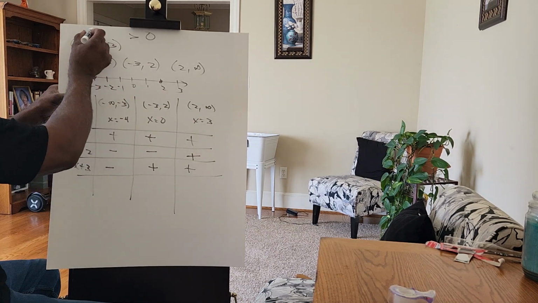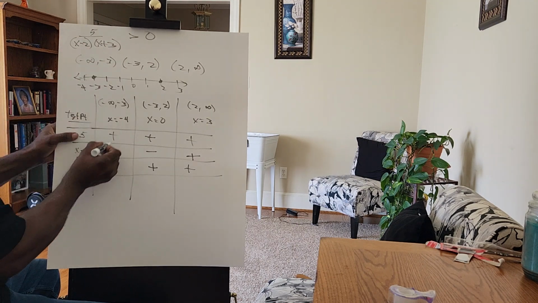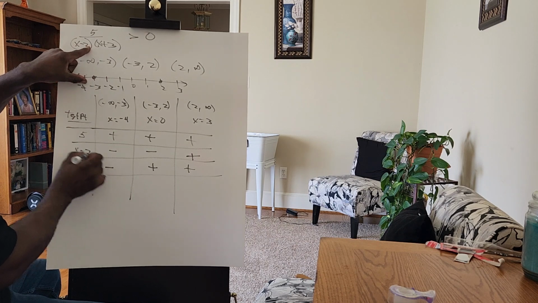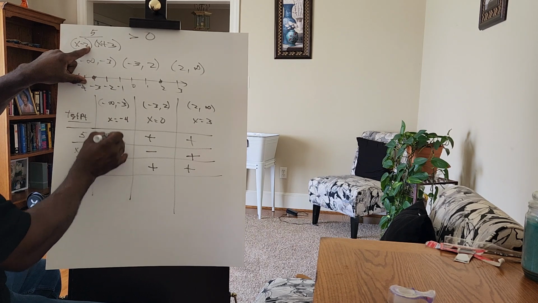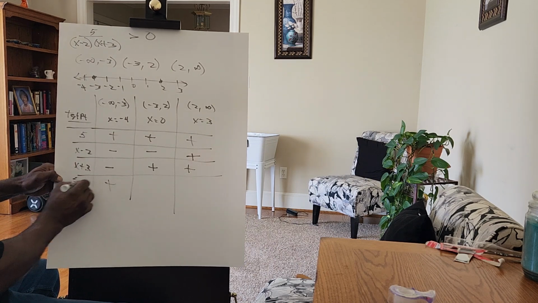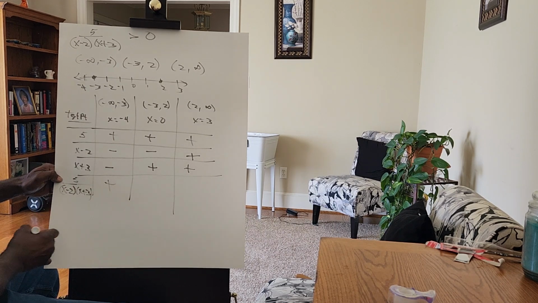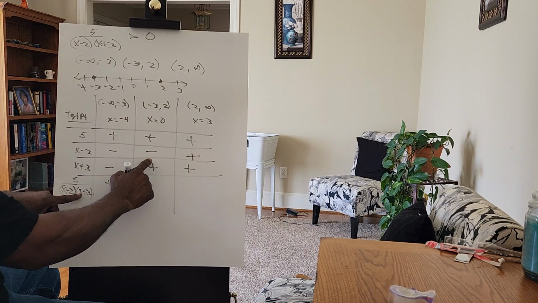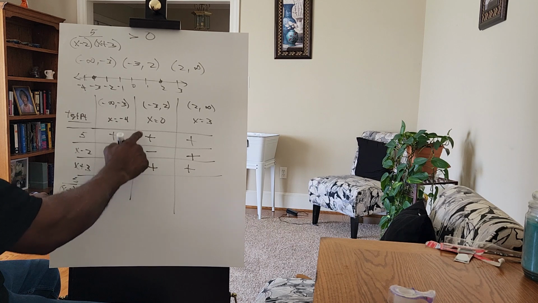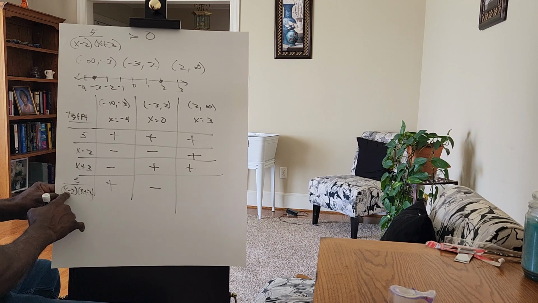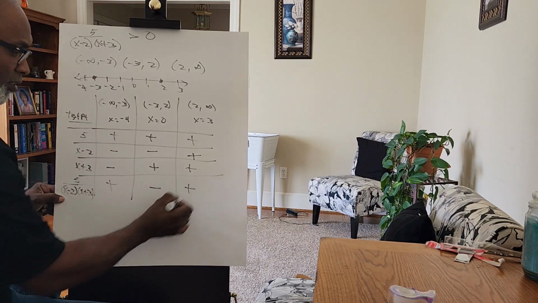Now look at what I'm doing. I'm taking 5 divided by this times this. So a positive divided by a negative times a negative. In the bottom, a negative times a negative makes a positive, so a positive over a positive is positive. This one would be a positive divided by a negative times a positive. In the bottom, a negative times a positive is a negative, so a positive over a negative makes a negative. In this one, 5 over a positive times a positive is a positive.